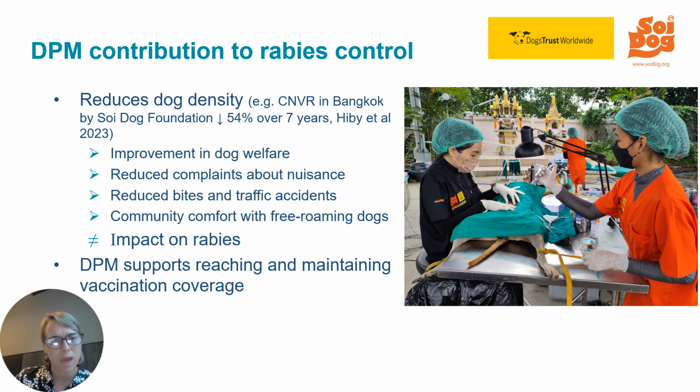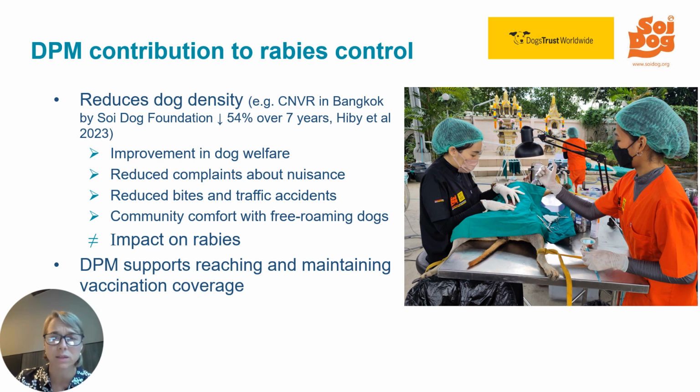When it comes to DPM, the lack of density dependence also applies. Now, DPM does reduce dog density, and fewer free-roaming dogs leads to a number of positive impacts. We are today in a city, Bangkok, that has seen a decline in free-roaming dog density by 54% over the last 7 years, using CNVR implemented by Soi Dog Foundation, funded by Dogs Trust Worldwide, and combined with other DPM services run by local and national governments.